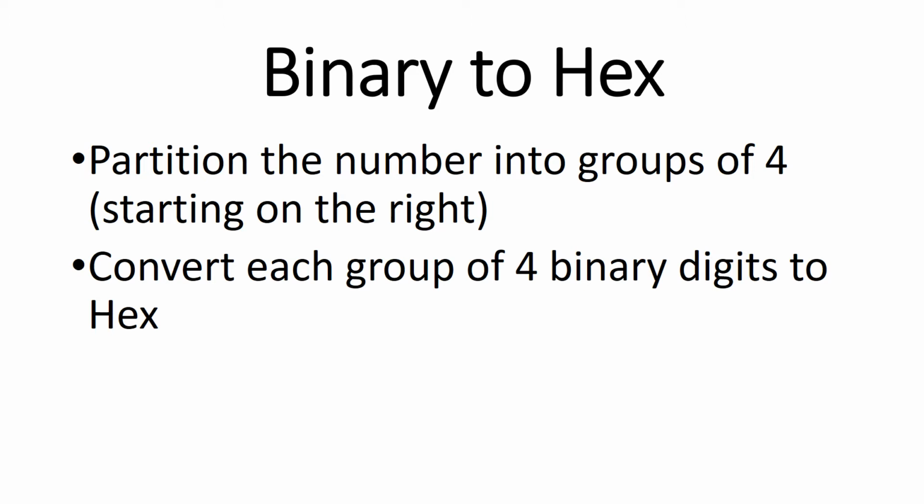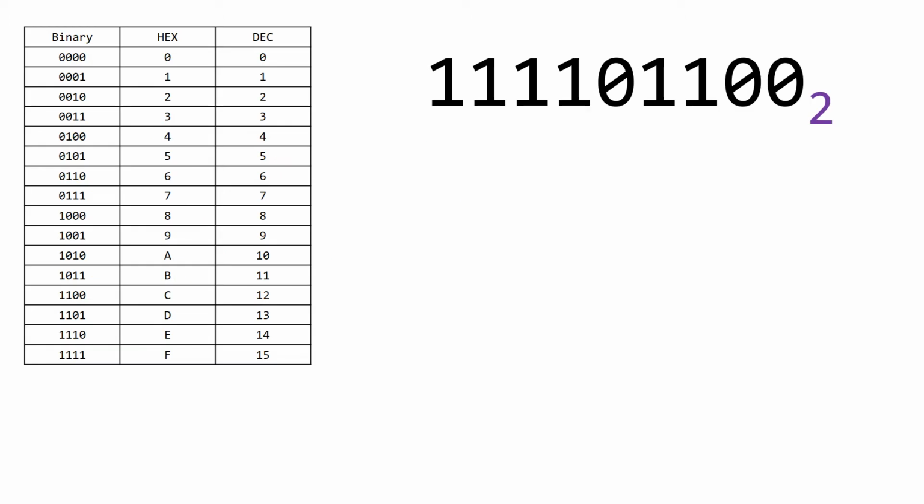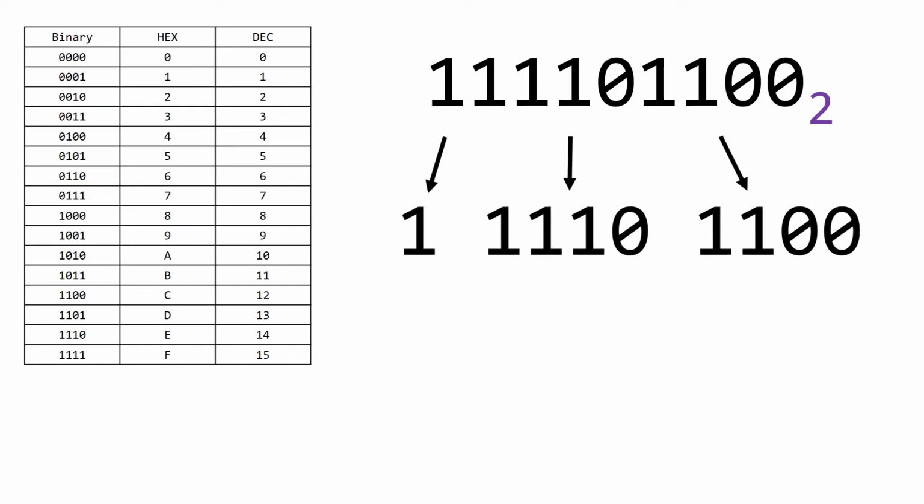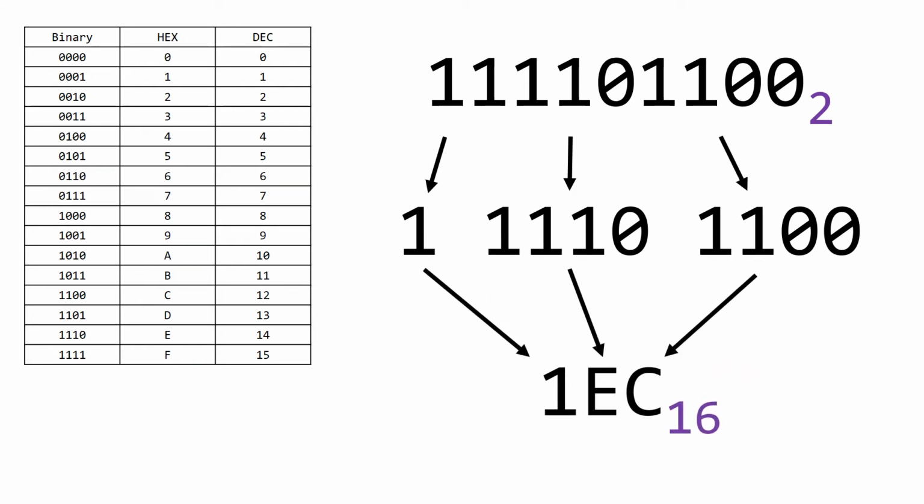If we have the number 1111011100 base 2, we group the number into 4s, starting on the right. We then convert each group of 4 to hex using our table. 1100 becomes C, 1110 becomes E, and 0001 becomes 1. So the equivalent number is 1EC base 16.